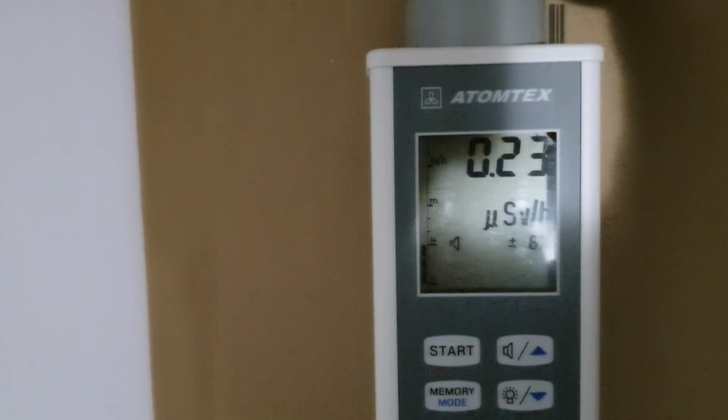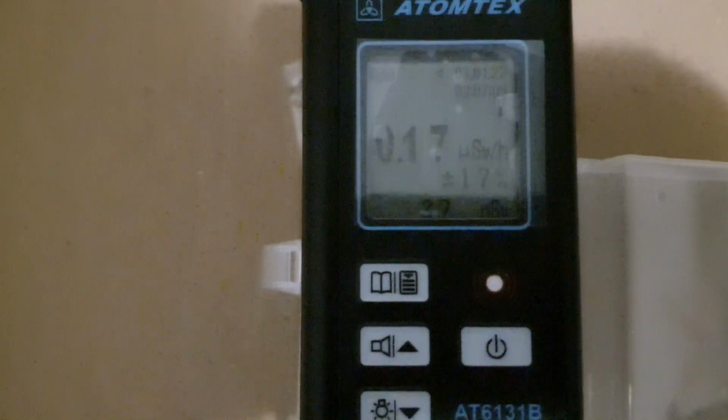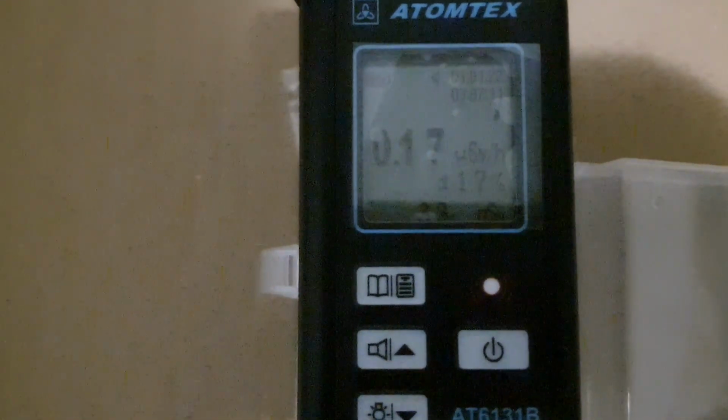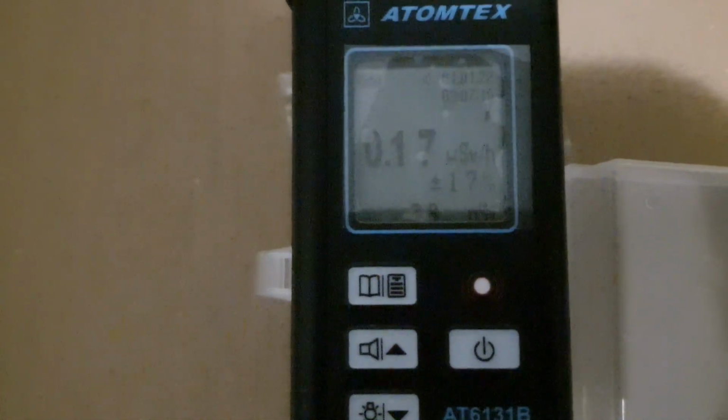A dose rate between 0.23 and 0.24 microsievert per hour was measured at the same distance. A dose rate between 0.22 and 0.25 microsievert per hour was measured at the same distance. A dose rate of 0.17 microsievert per hour was measured at the same distance.